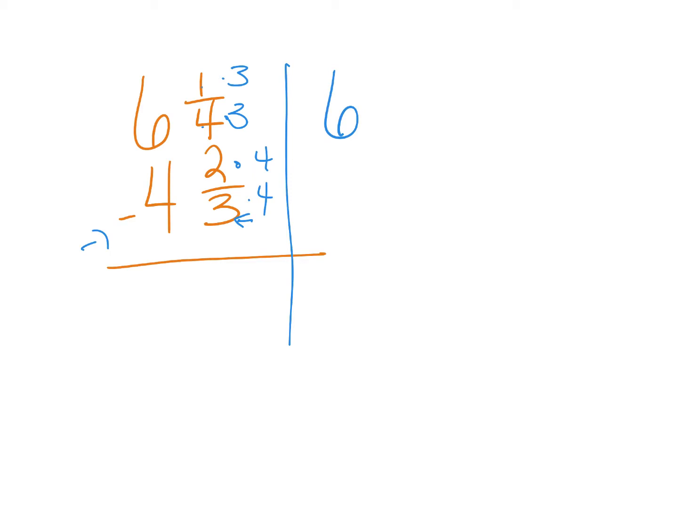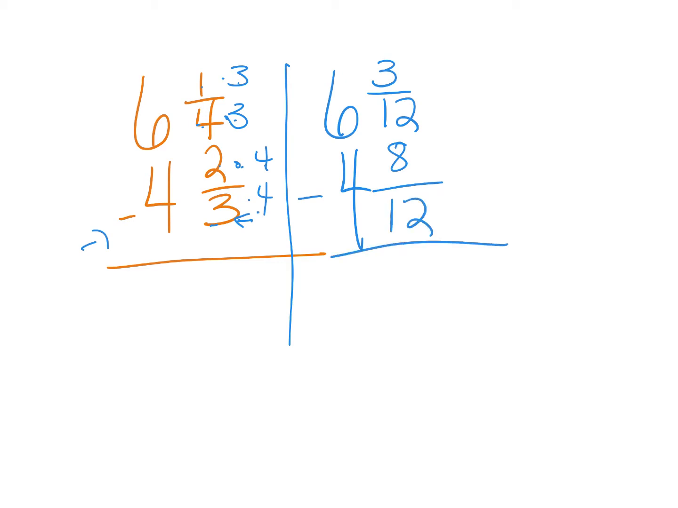6, 3 times 1 is 3. 3 times 4 is 12. Put my subtraction. And my 2 times 4 is 8. 3 times 4 is 12. Now, this is probably where you tend to get more confused than you have in the past, but let's look at this together, okay?